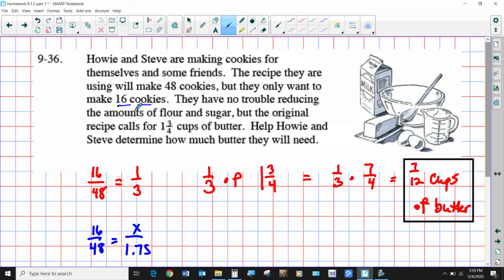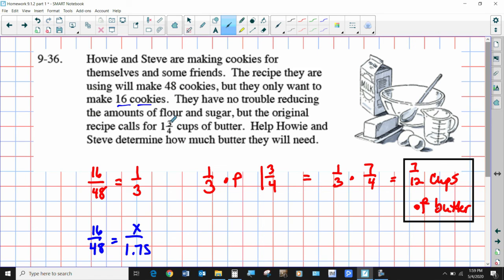So we need to figure out the scale factor. So 16 is 1/3 of 48, and 48 is 3 times 16. And so if we take 1/3 of the sugar and 1/3 of the flour, we're also going to take 1/3 of the butter to figure out how much butter we need for 16 cookies, which is 1/3 the total recipe.